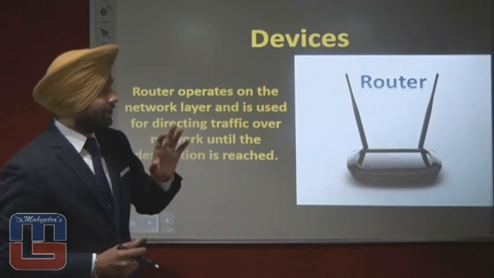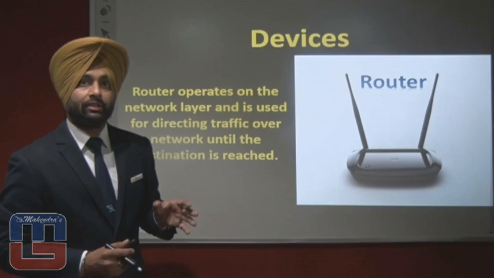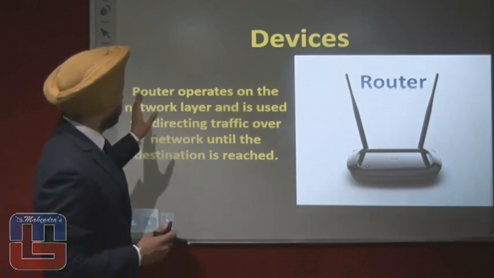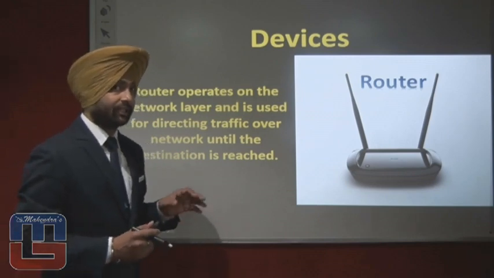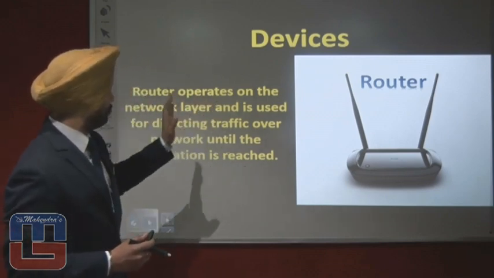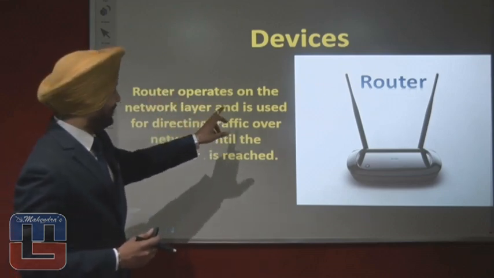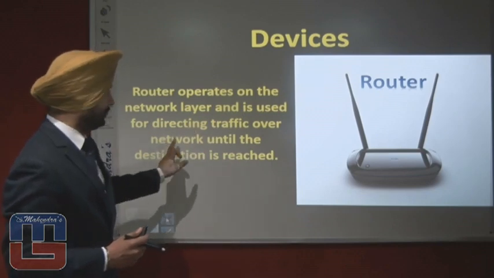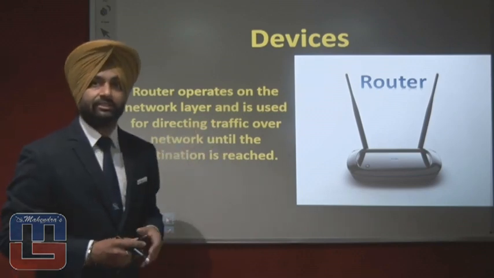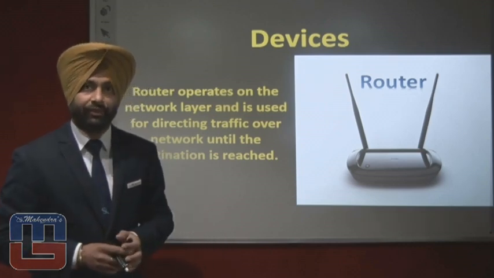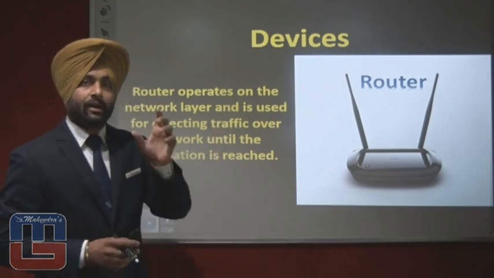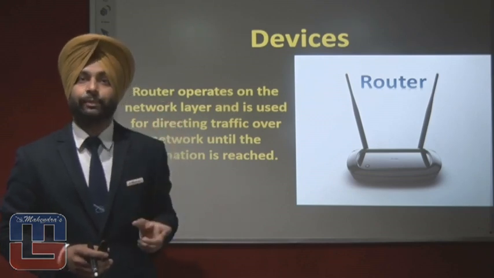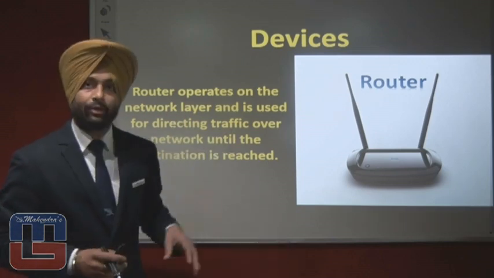Devices. Okay, now we are going to focus on the devices that operate on the network layer. The first device that we have here is a router. A router operates on the network layer, and is used for directing traffic over the network until the destination is reached. As told in the previous video on the network layer, there was a process named routing. Now, routing is performed by a device known as a router.